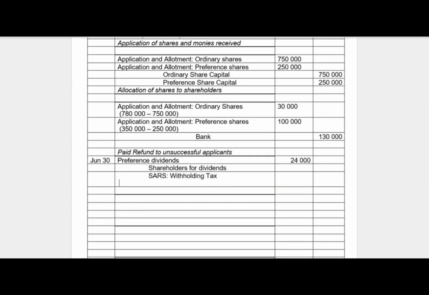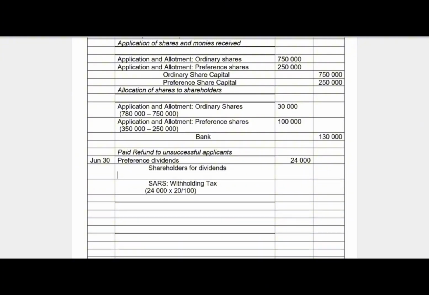24,000 rand. Okay. Therefore, we need to calculate SARS withholding tax. Our SARS withholding tax, remember, is 20%. So in brackets there, we're going to say 24,000 rand multiplied by 20% for withholding tax. That means our shareholders for dividends is 80%, not 8%, but 80%. So it's going to be 24,000 multiplied by 80 out of 100.